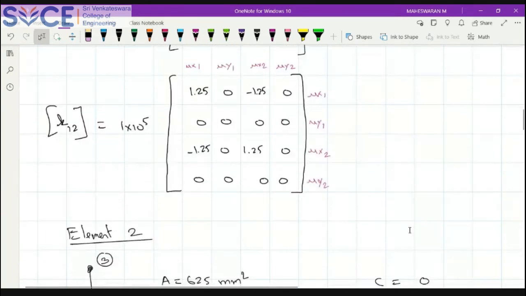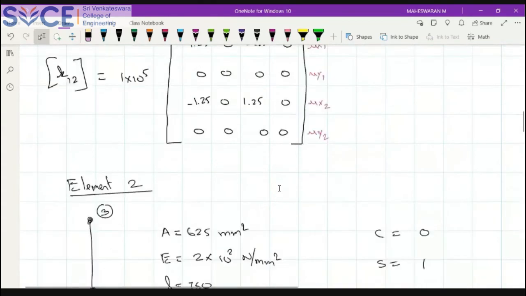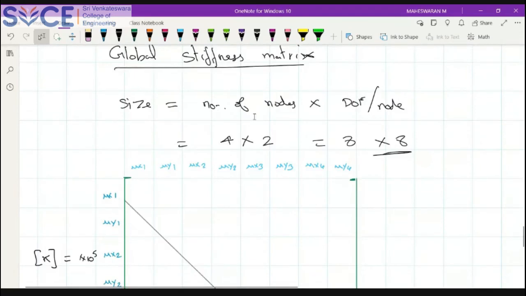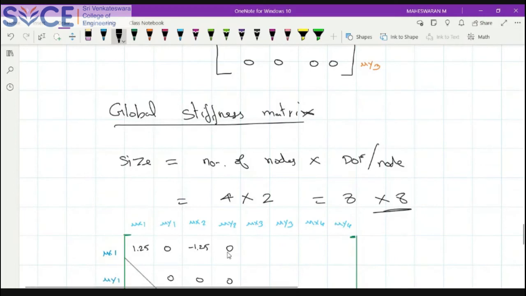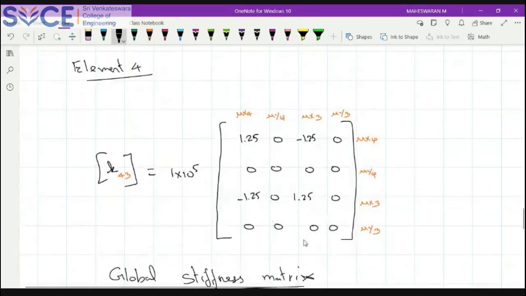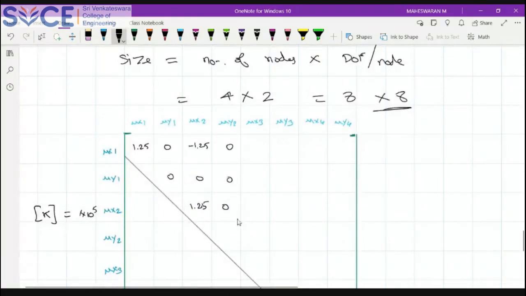So you have 1.25, 0, minus 1.25. And this one is 0. This is all zeros, 0, 0, 0. And here also minus 1.25, 0, 1.25, 0. So this is my term. Just look here, this is similar to that, so we can verify this also. This is what you will get. So this term is also 0. So ux1, uy1, ux2, uy2, up to this. So this overall term is over.